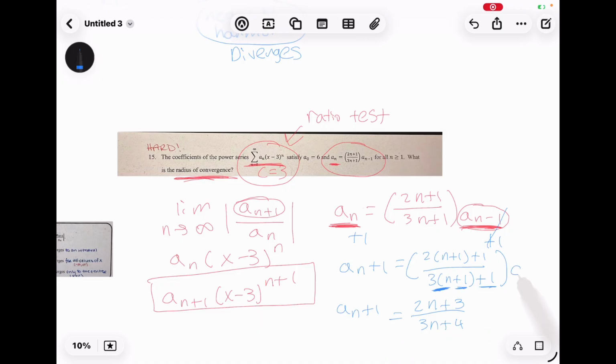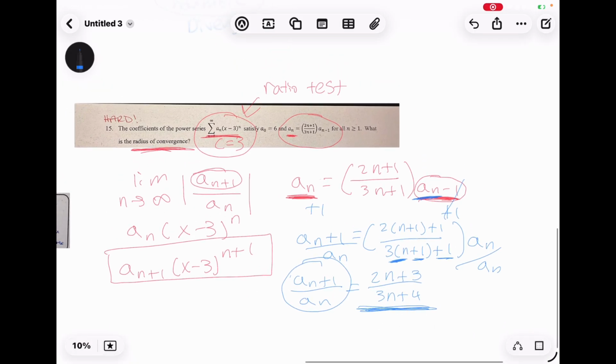I forgot the a sub n, sorry about that. And I want it to look like the ratio test, right? So this is just a sub n plus 1, but I want this to have a sub n under it. So I would be dividing this by a sub n on both sides because I want it to look like the ratio test. And that is our answer for that. So that's what we have to use for that given problem.